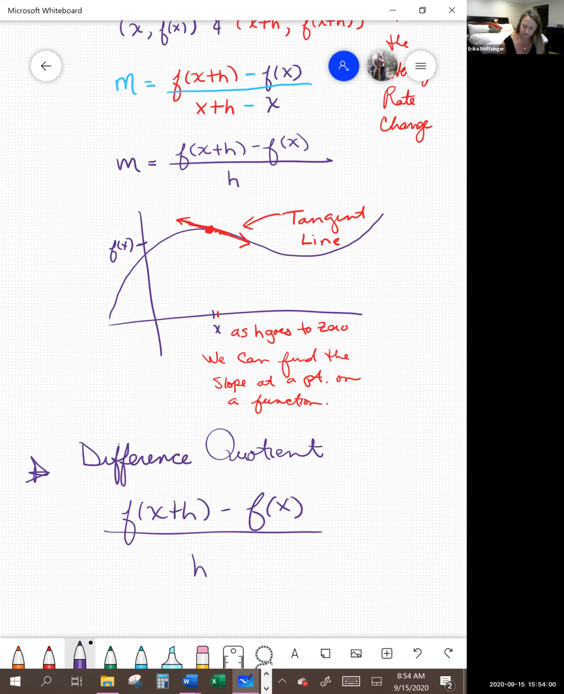Okay, so let's say it wasn't a polynomial. Let's say you want to find the difference quotient, and let me make them a little bit harder. Let's say it was a rational function: f of x is equal to 5x all over x minus 4. Find the difference quotient of x.